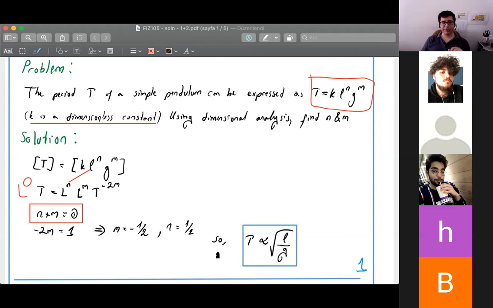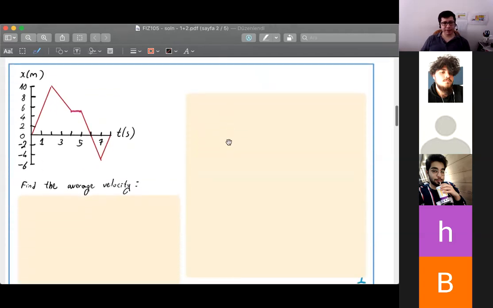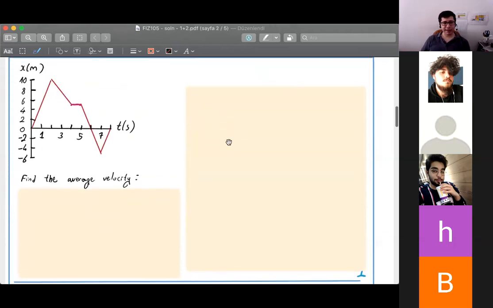And here g, because g's exponent is M, which is -1/2. Okay. Any questions about this? So this was my example about dimensional analysis.